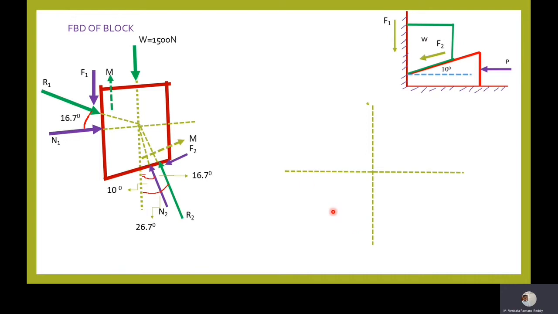Horizontal, vertical, weight 1500 newtons vertically down, R1 at 16.7 degrees with the horizontal, R2 at 26.7 degrees, and resolving R1 as well as R2 into horizontal as well as vertical components.